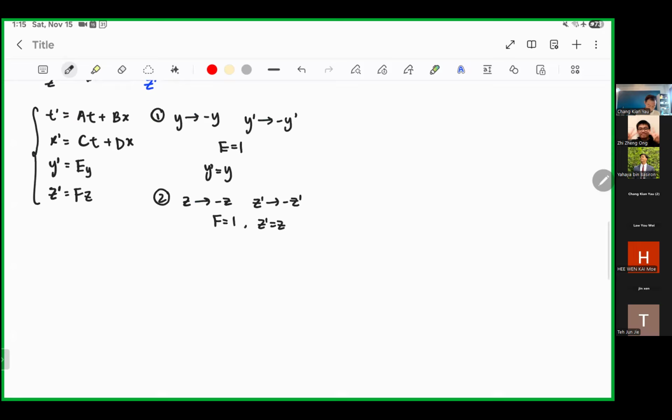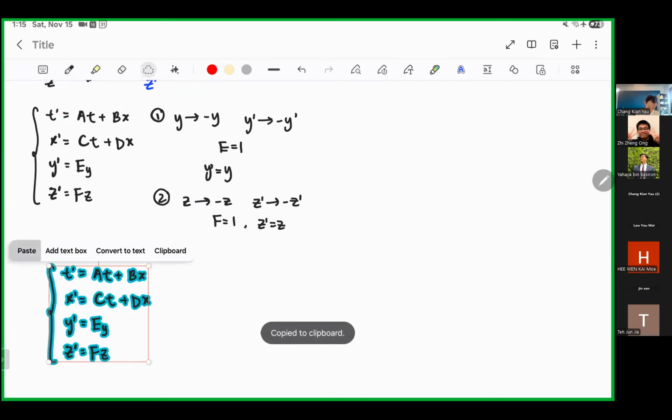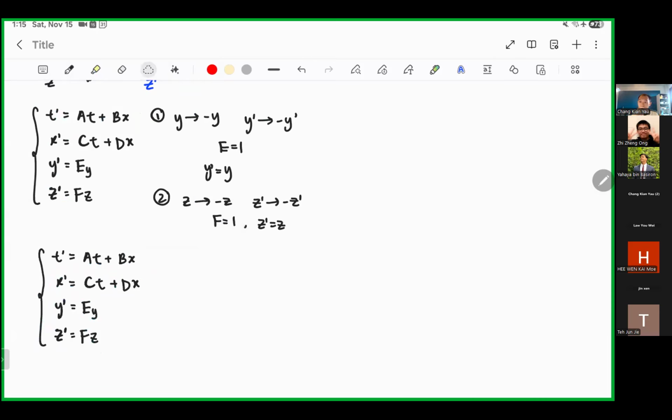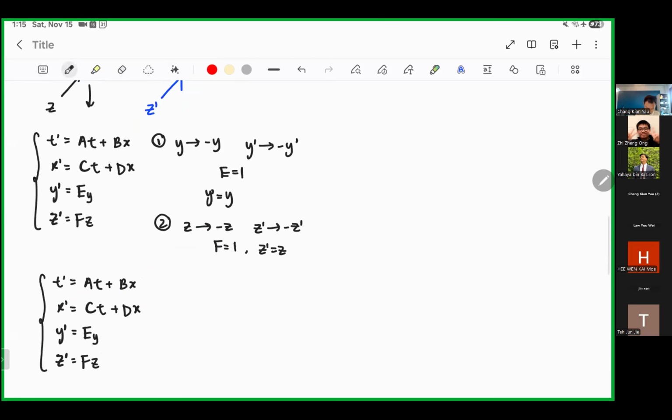So okay, we have 4 equations, right? We have simplified this to y prime equals negative y. Yes, okay, sorry. I think I should get it.